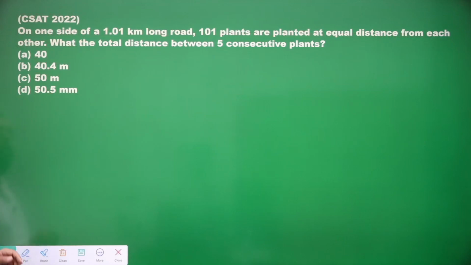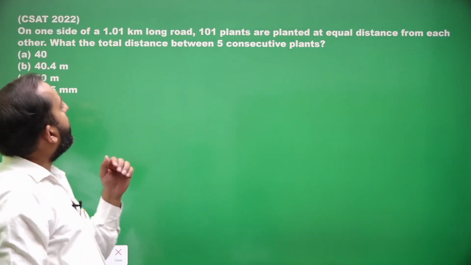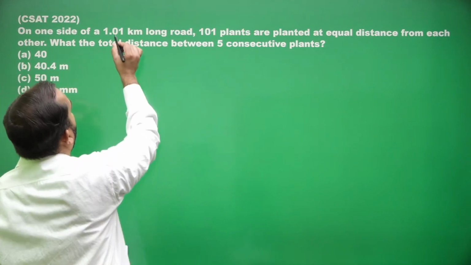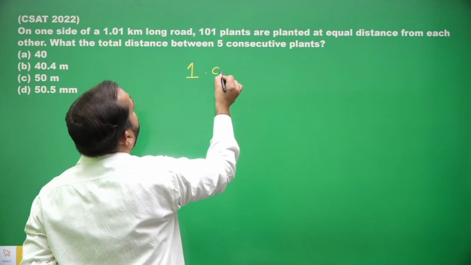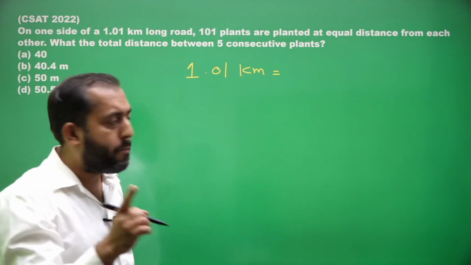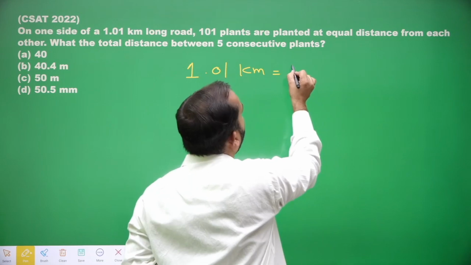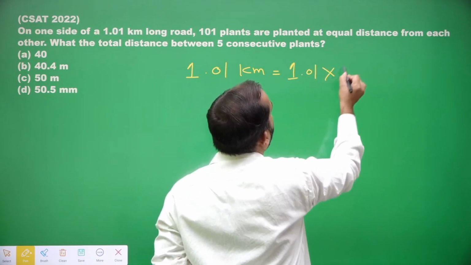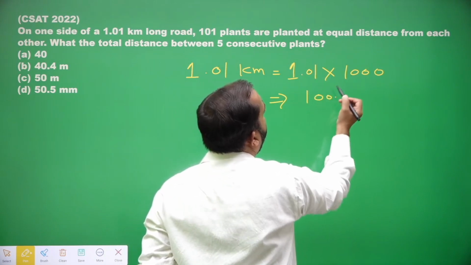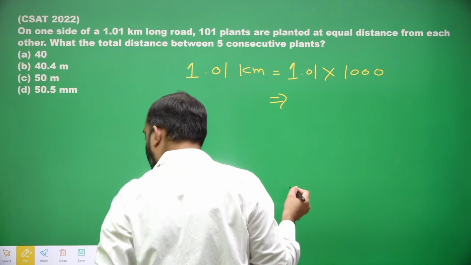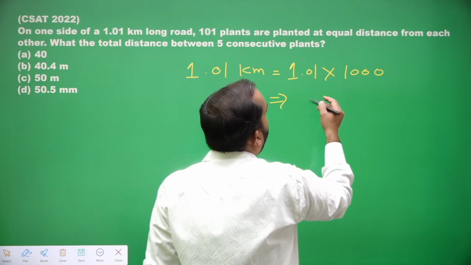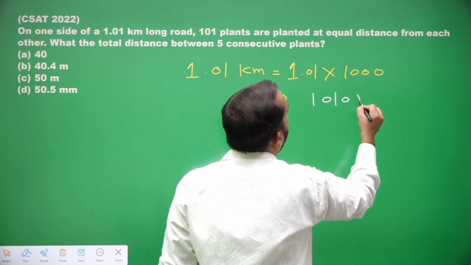It says on one side of 1.01 kilometer road, 101 plants are planted. See, what is the meaning of 1.01 kilometer? I know in 1 kilometer there are 1000 meters. So 1.01 kilometer will be 1.01 into 1000, which is equals to 1010 meter.